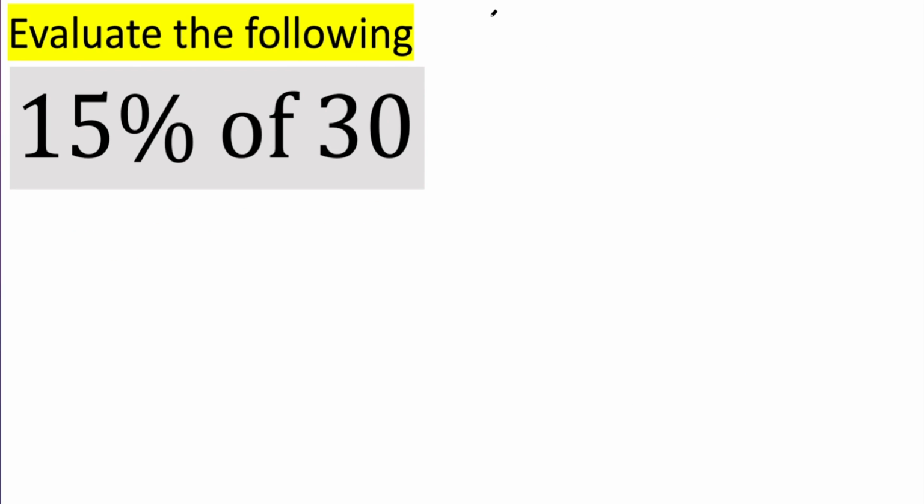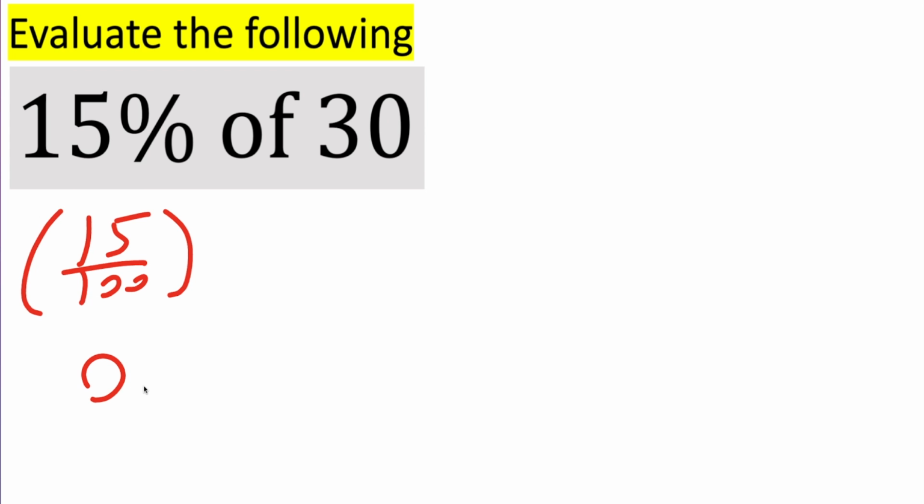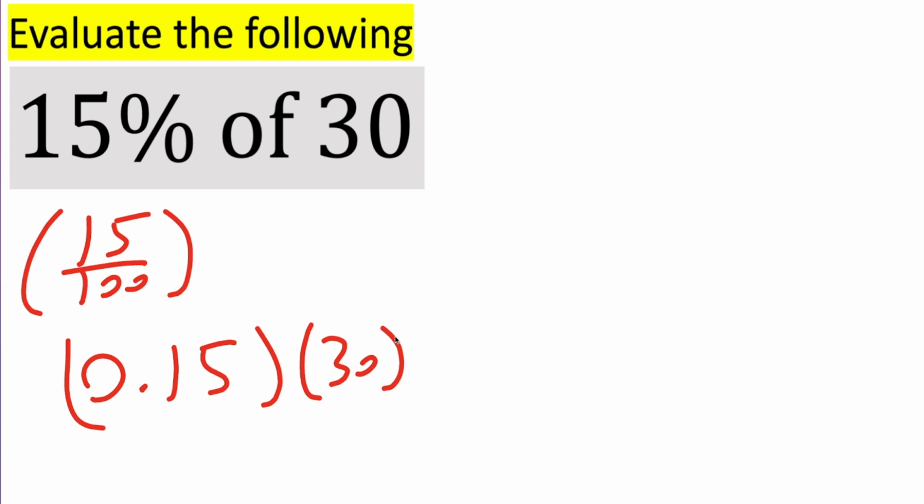Okay, this will be the next problem. Again, we'll do it two methods. 15% of 30. Again, 15 divided by 100, and whenever you do 15 divided by 100, you get 0.15. So 0.15 times 30. Let's do this: 30 times 0.15.